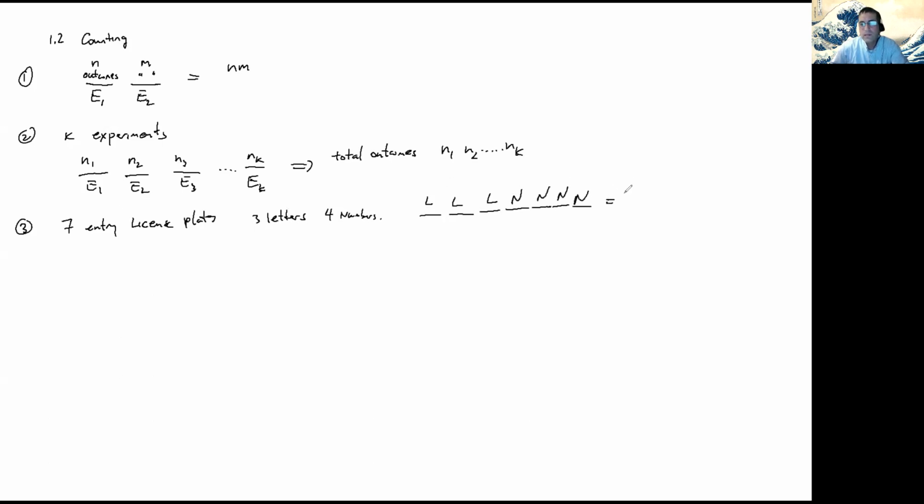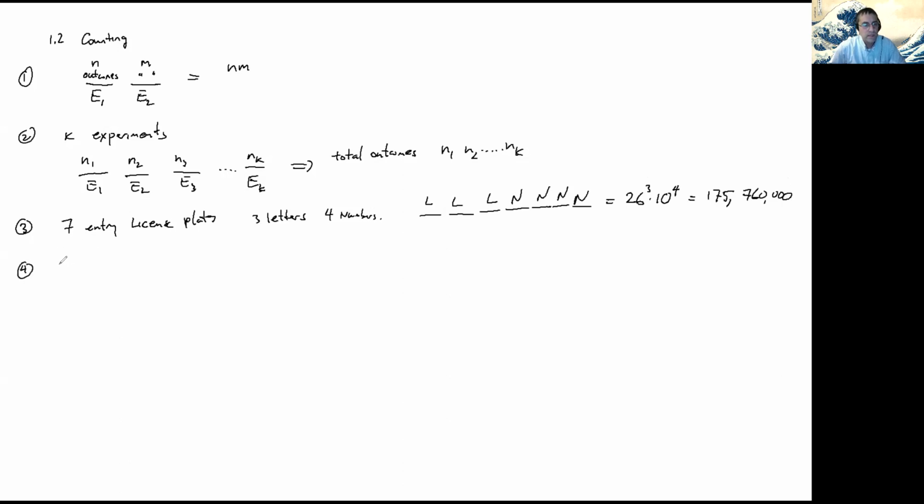Well, there are 26 possible letters because the letters of the alphabet, there are 26 of them. So it's 26 times 26 times 26, which I'll write as 26 cubed, times, well, there are 10 numbers from 0 through 9, so 10 to the 4th power. So if you calculate this, I didn't do this in my head, that's 175,760,000 possible license plates.